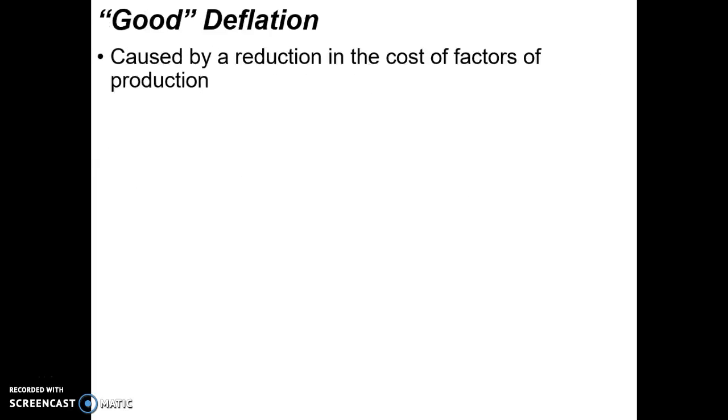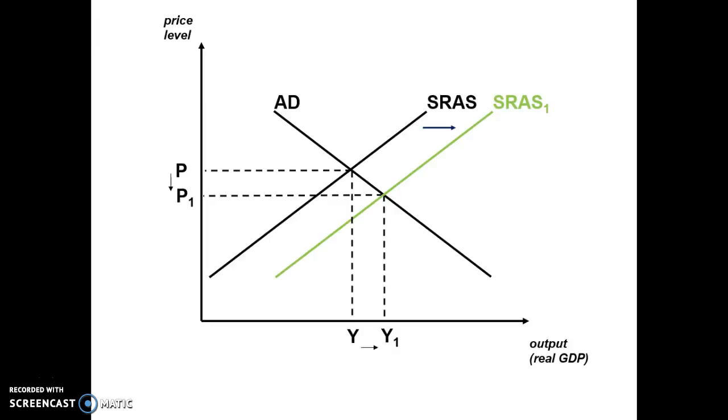Before we wrap up this presentation, we want to quickly look at good deflation and bad deflation. Remember earlier we talked about the problems of deflation. Those occur either way, whether it's good or bad deflation, such as it becoming more difficult to pay back long-term loans. But anyway, good deflation is caused by a reduction in the cost of factors of production. So it's the opposite of what we just saw with the cost push inflation.